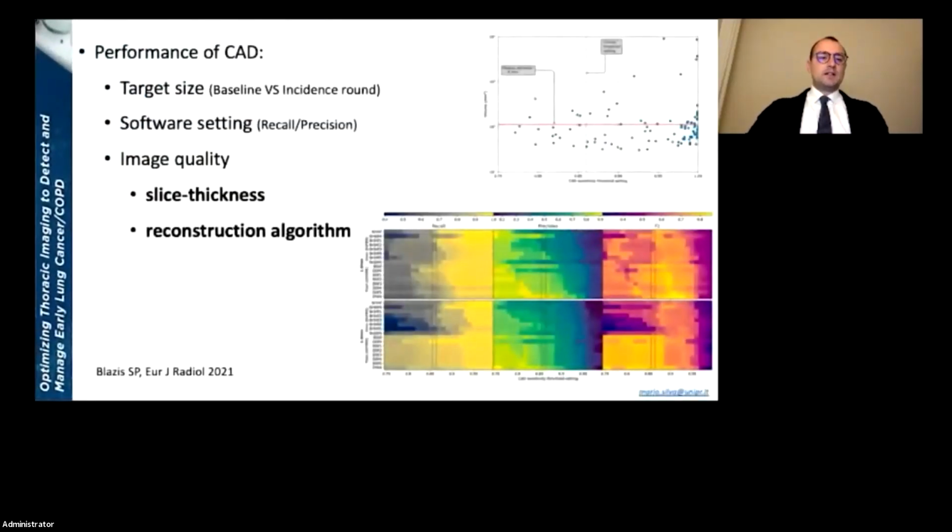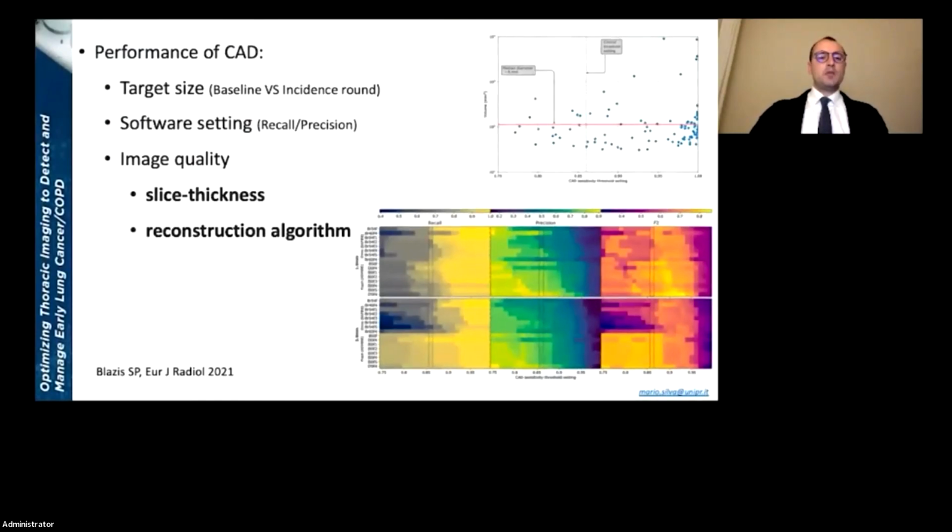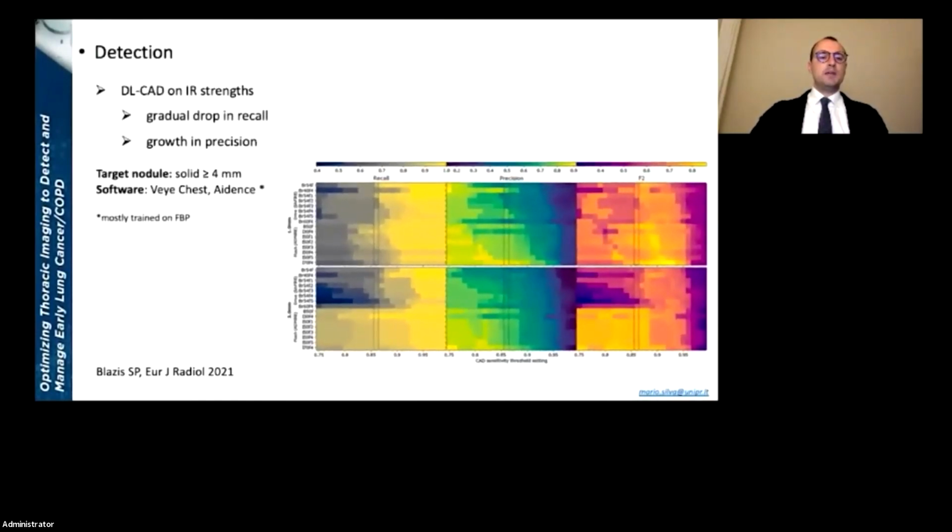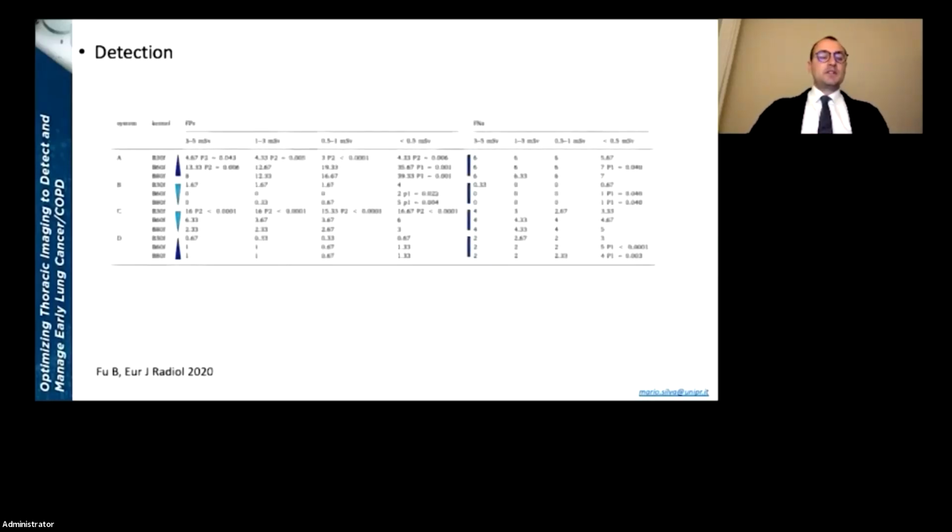To start rapidly, image quality is indeed conditioned by both slice thickness and reconstruction algorithm. If we apply iterative reconstruction with progressively increasing strength, we might have a gradual drop in the recall, so in the number of CAD candidates for detection, while increasing the precision, so reducing the false negatives. At the same time, this is probably not true for all the software on the ground.